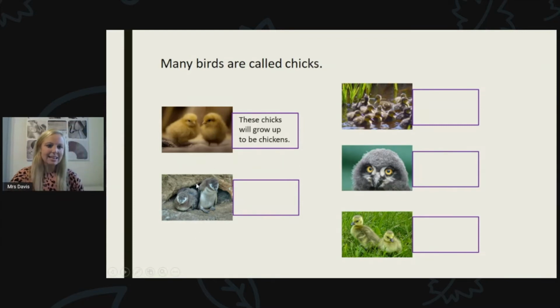Oh, they look very familiar. Do you know what they will grow up to be? Well done. These are penguin chicks. You can see, can't you, the way they stand? Oh, what about these? Oh, I think I might have seen some of these.